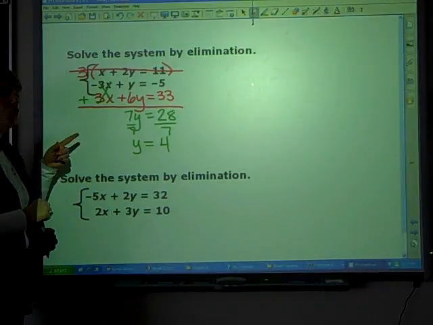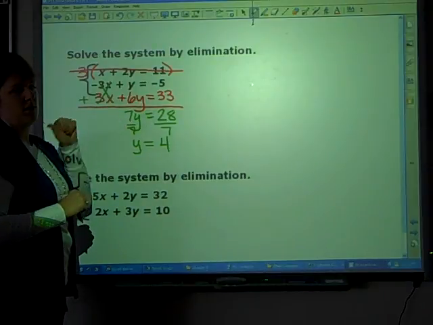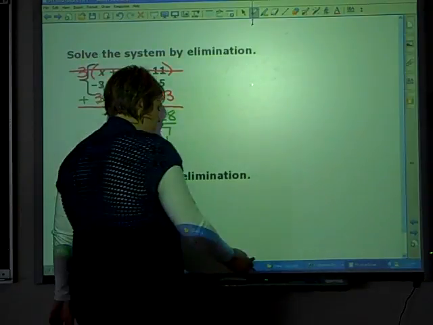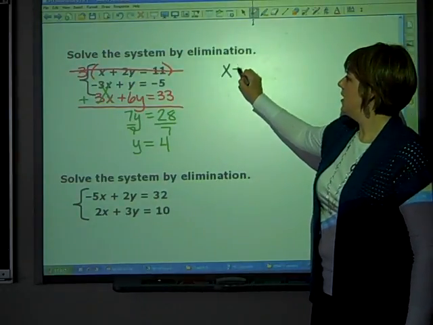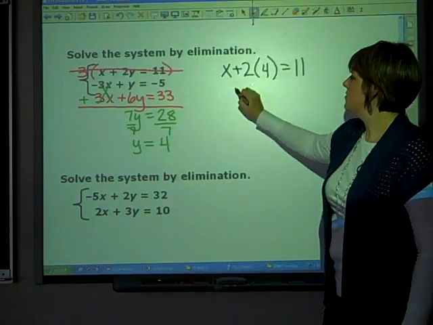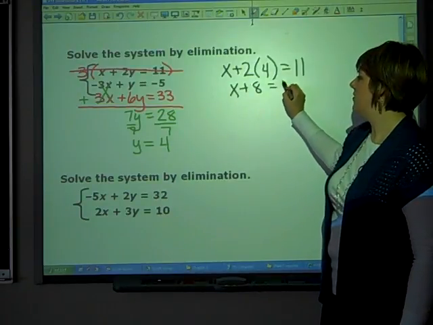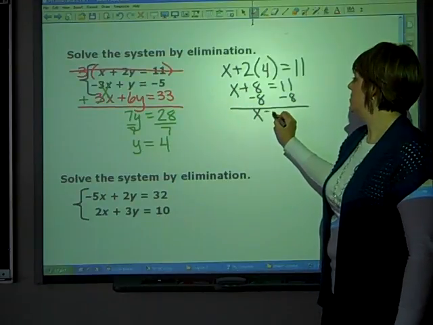Now we're going to go back to the original problems. We don't need to use this one red problem anymore. We can go back to the original problems and plug our numbers in. So if I do that, I get x plus 2 times 4 equals 11. So that means x plus 8 is 11. Take away 8 on each side, so x is going to be 3.